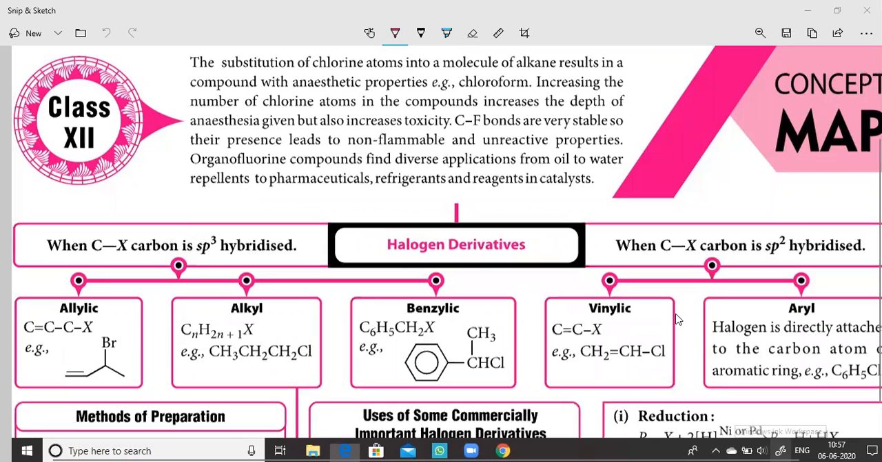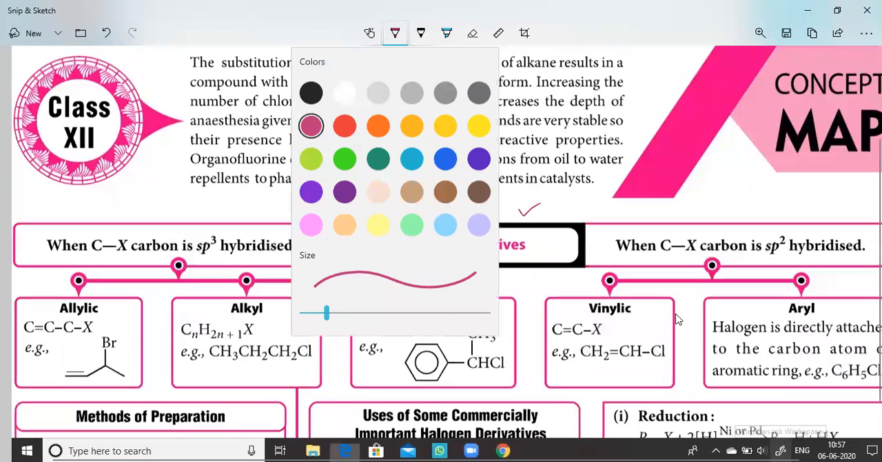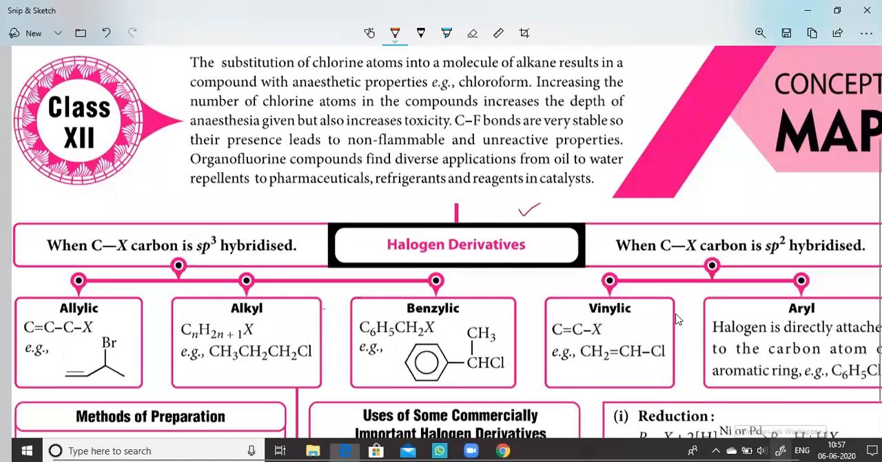by haloarenes. So here, first let us see the halogen derivatives. What are the halogen derivatives we have? Okay, halogen derivatives. The halogen may be attached to a carbon which is sp3 hybridized, and there are some other systems in which the halogen is attached to a carbon which is sp2 hybridized. Okay, these halogen derivatives are generally classified into two types.